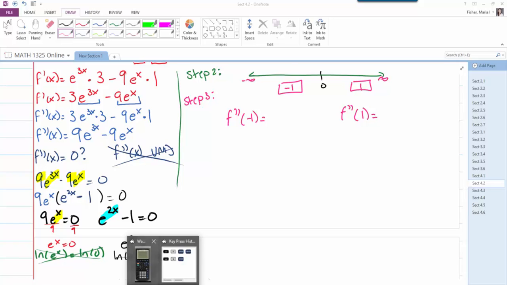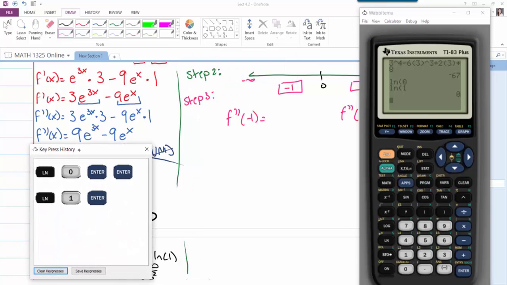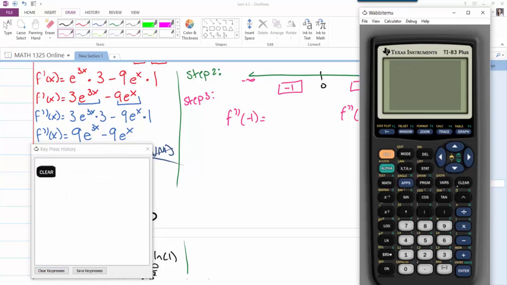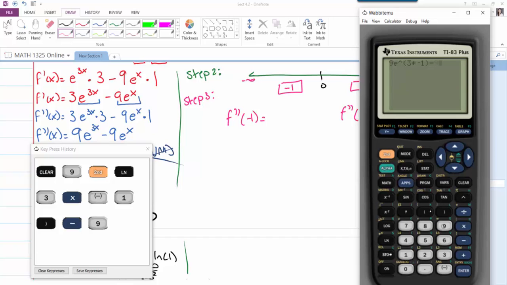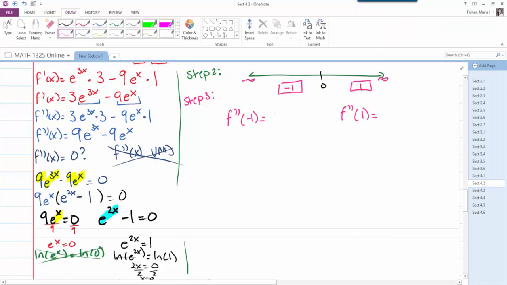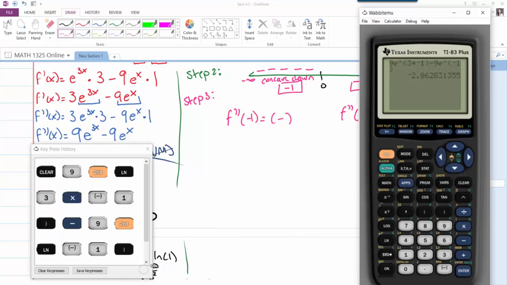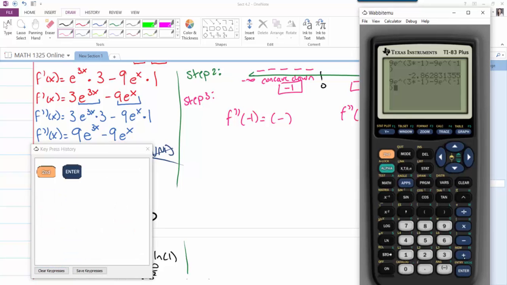So again, grab a calculator to figure that out. This is my second derivative. So I'm going to say 9 times e raised to the 3 times negative 1 minus 9 times e raised to the negative 1. I hit enter and I get a negative value, which means that I am negative in this interval, or concave down. Now let's figure out what happens when I have f of 1 in here. What I'm going to do is hit second and entry, and change my negative 1s into positive 1s.